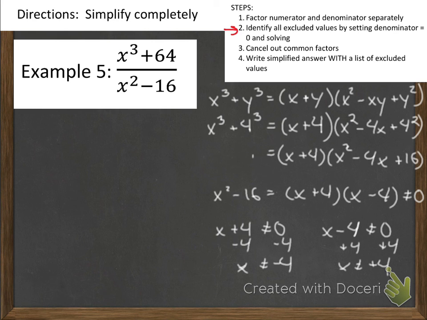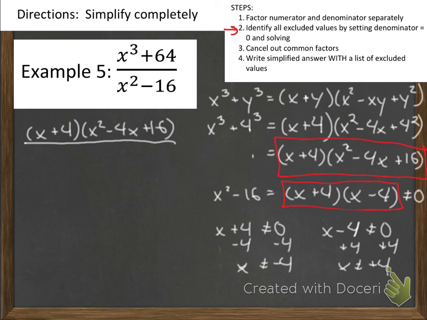Okay, so let's put this all together. Okay, so the factored form of the numerator, we said, is right here. This is the factored form of the numerator. Okay, so that is x plus 4 times the quantity x squared minus 4x plus 16. Okay, the factored form of the denominator is right here. So we'll rewrite that down here. So that's going to be x plus 4 times the quantity x minus 4. Okay, and then we have our restricted values, which are minus 4 and plus 4.